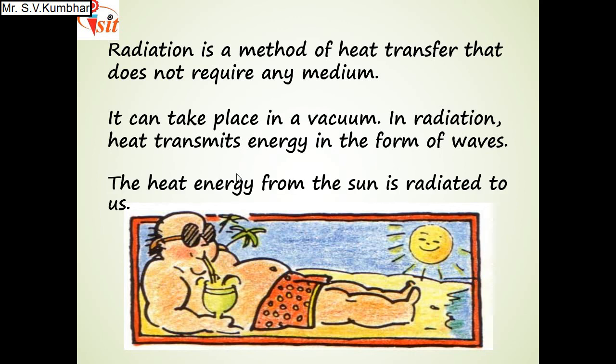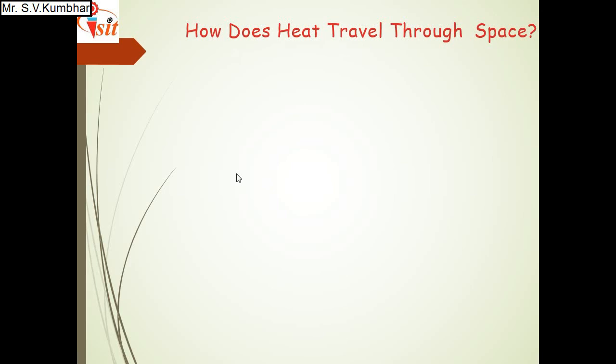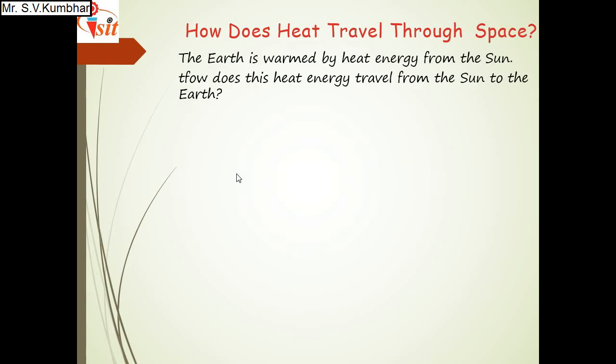In radiation, heat transfer takes place in the form of waves. The heat energy from the sun is radiated to us. How does the heat travel through space? The earth is warmed by heat energy from the sun. How does this heat energy travel from the sun to earth? Do you have any idea?